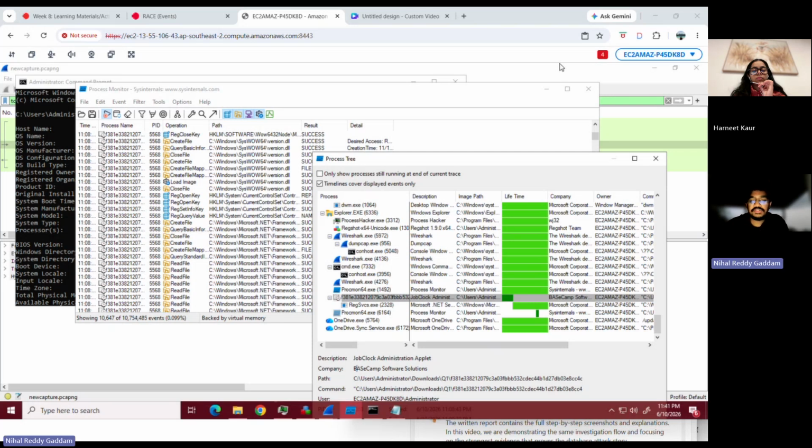For registry analysis, we used both Process Monitor and Regshot. In Procmon, we filtered events by the malware process name and registry operations beginning with Reg. This helped us remove normal Windows background noise and focus only on malware-related registry changes. The malware performed registry operations such as RegOpenKey, RegQueryValue, and RegCloseKey.